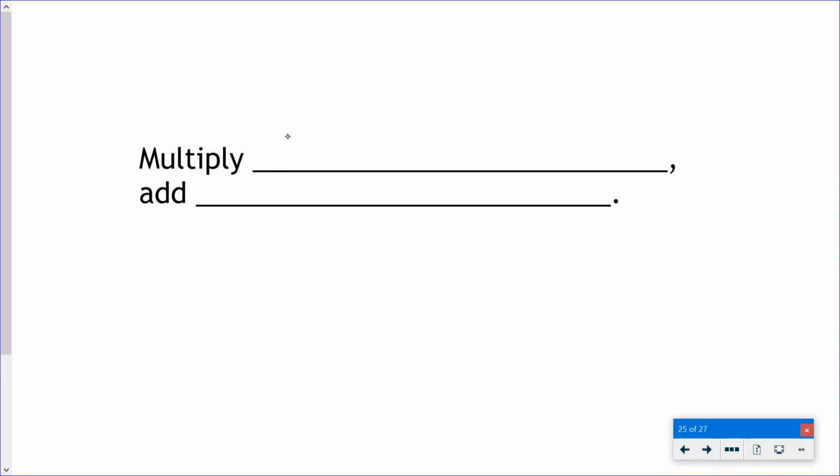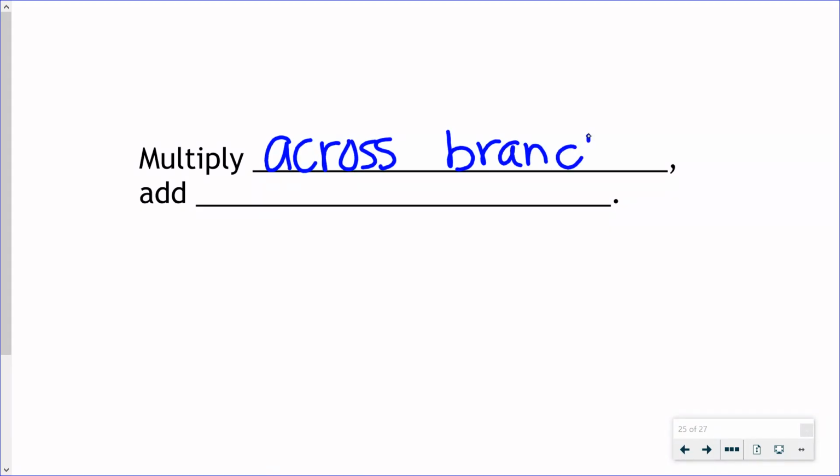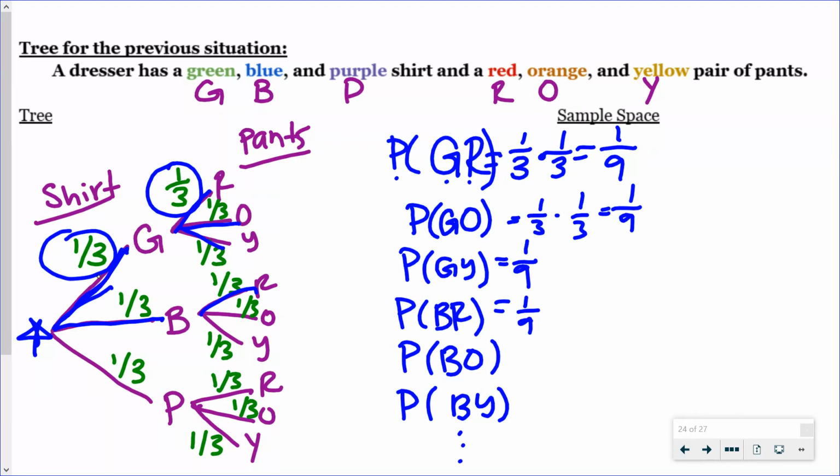Our trick that we use is that we multiply across branches. That's what we were just talking about. So when we are starting at the start and we're moving across the branches, we multiply those values. That's why I multiplied my 1/3 times my 1/3, okay? If I want to combine different outcomes, like maybe I want the probability of green, then I would take anything that has a green probability and I would add them up. So I'd have 1/9 plus 1/9 plus 1/9.